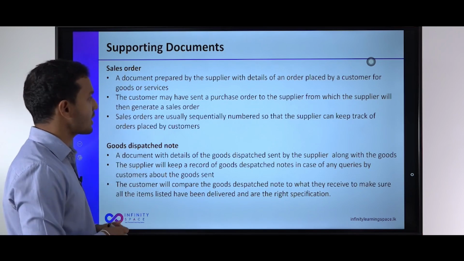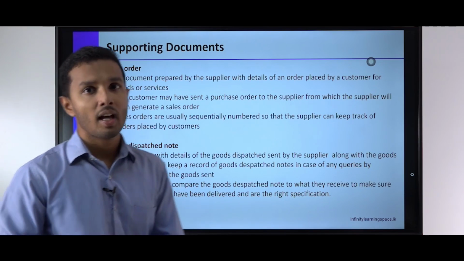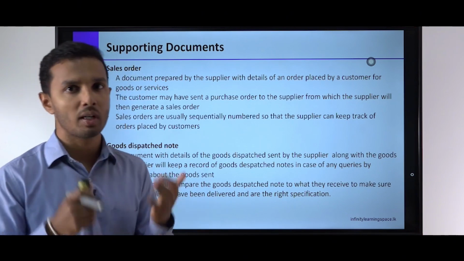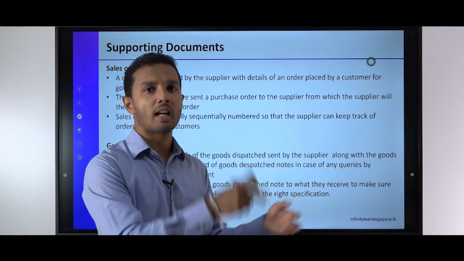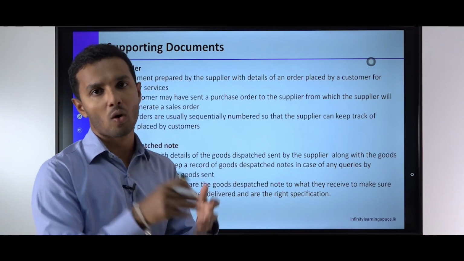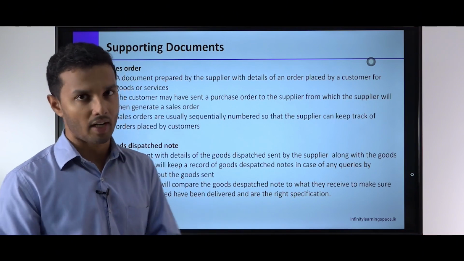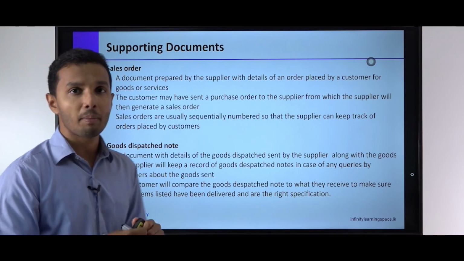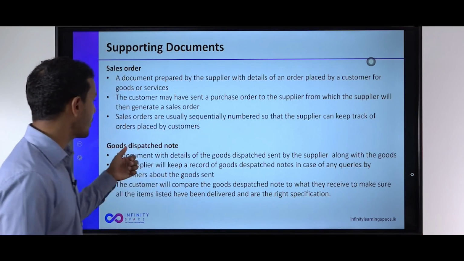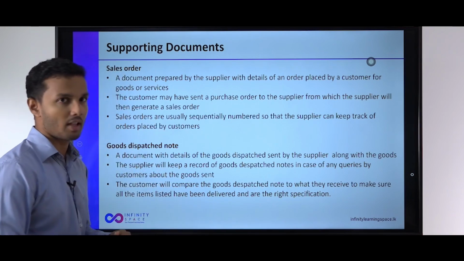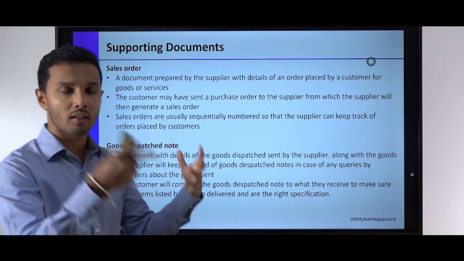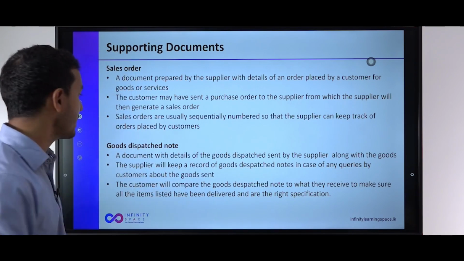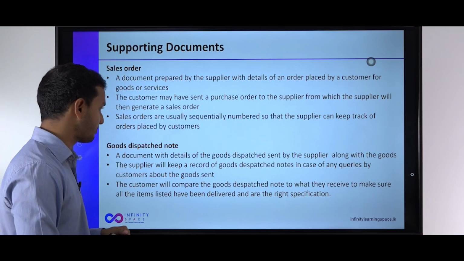So once the sales order is received, what will happen is the supplier will start manufacturing the goods, or if the goods have already been manufactured, the supplier will start loading the goods onto a truck or some delivery vehicle, right? Now with the delivery vehicle, with the goods, the supplier will send a document called the goods dispatch note, right? So with the delivery truck carrying the goods, the supplier sends a document called the goods dispatch note.